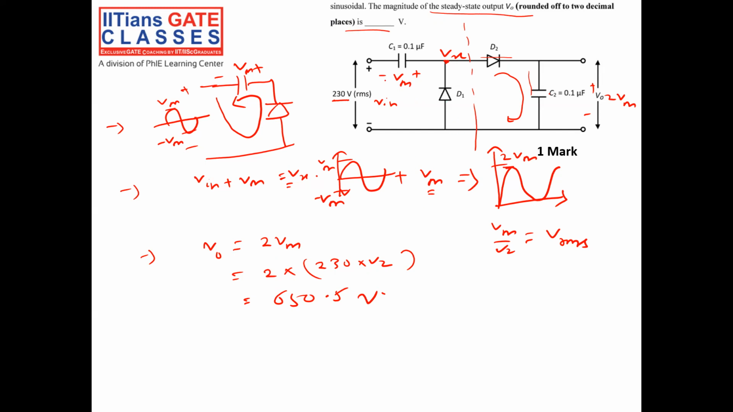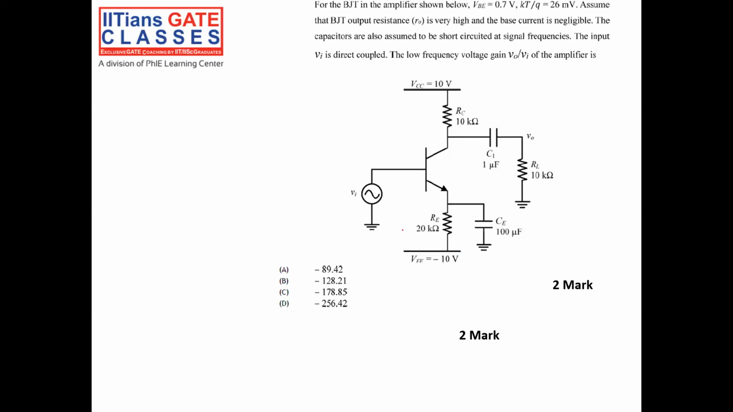What will happen? In the initial negative cycle, it will charge to Vm. Then in the subsequent cycle, the Vx will be lifted by Vm, so it will vary from 0 to 2 Vm. When it is applied to this D2 and C2 peak detector, the capacitor will charge up to 2 Vm. Okay. So the answer will be 2 Vm, nothing but 650 volt. 650.5. So guys, it's a 2-mark question.